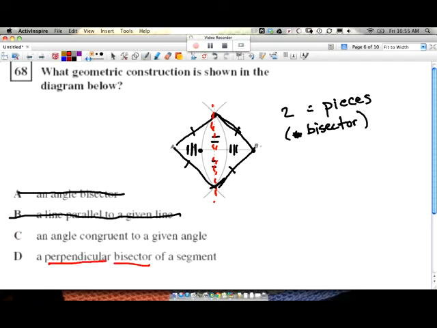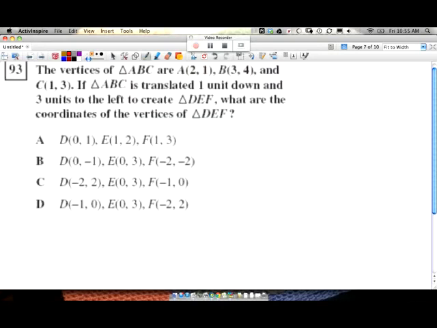But perpendicular bisector. So then the question is, does that make a perpendicular line? Well, sure, looks like it. In fact, it does. It does make a perpendicular bisector, which you could show from some more proof in there. But it's a perpendicular line that bisected another segment. Check. Perpendicular bisector. Number 93.